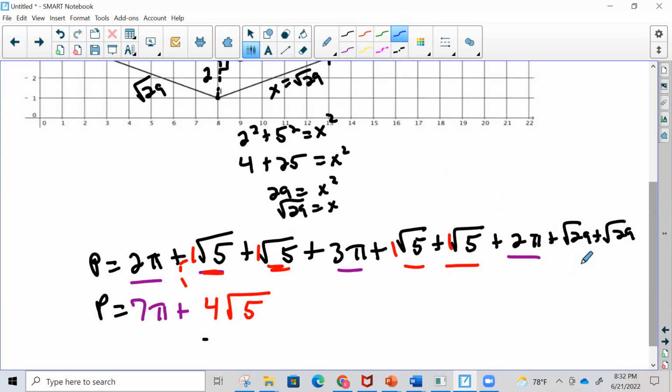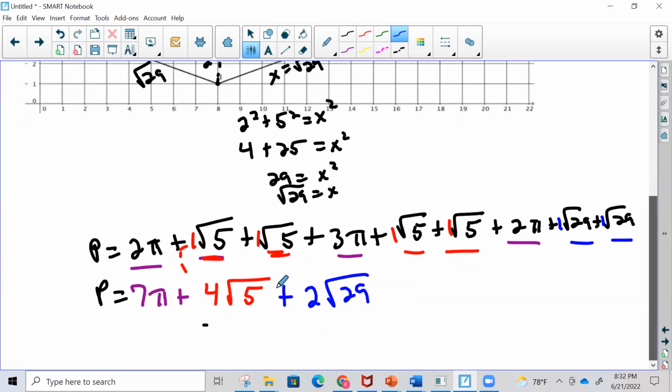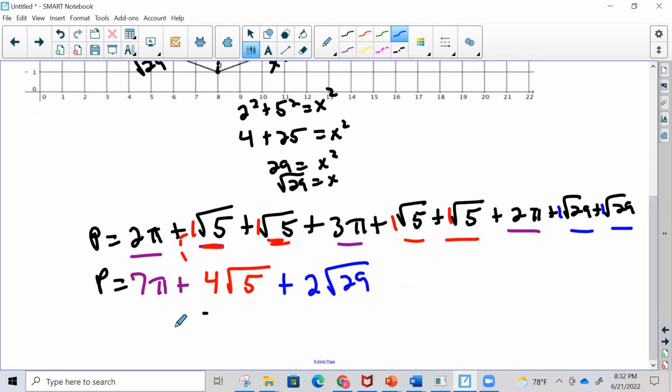And then I have a square root of 29, and I have 2 of them. So again, you can either think of it as 1 plus 1, which is 2 square root of 29, or you can think there's 2, so I put 2 in front of it. So this would be my final answer without getting a decimal. And then if you wanted to, you could type that in your calculator to get the decimal.